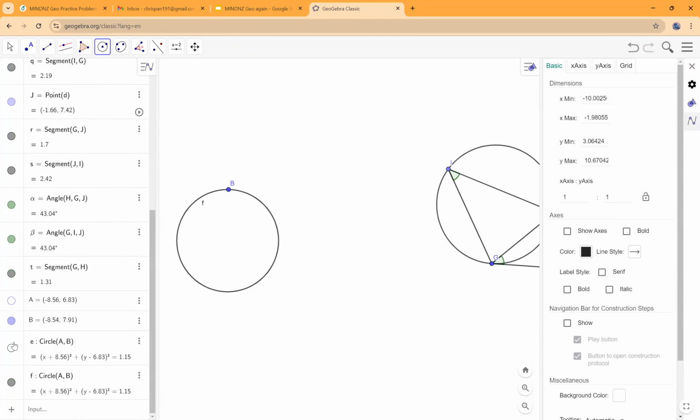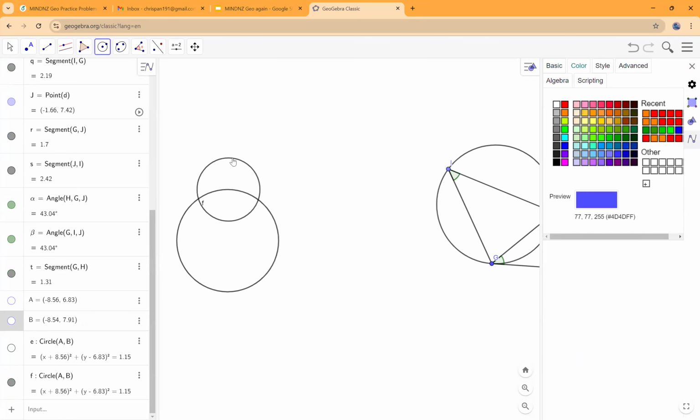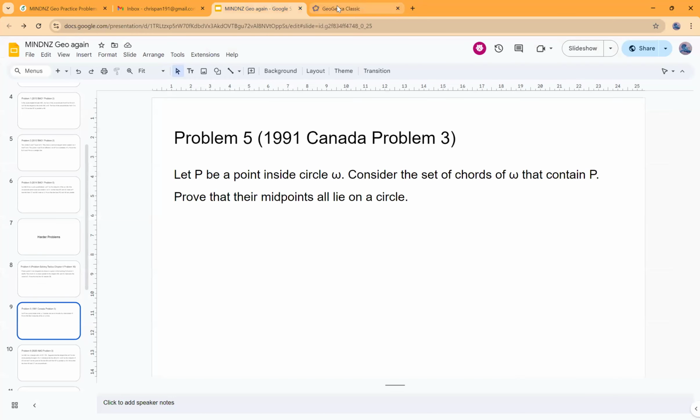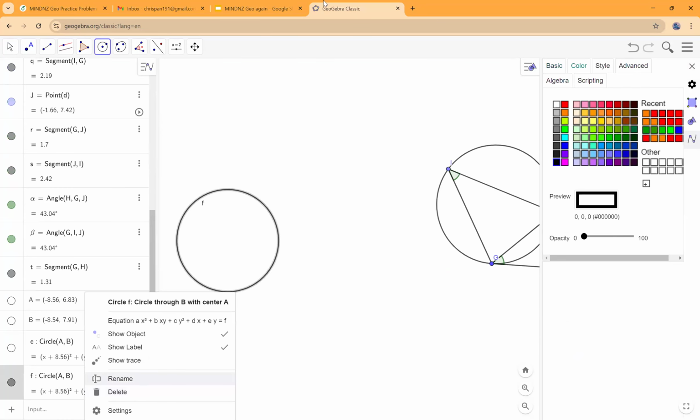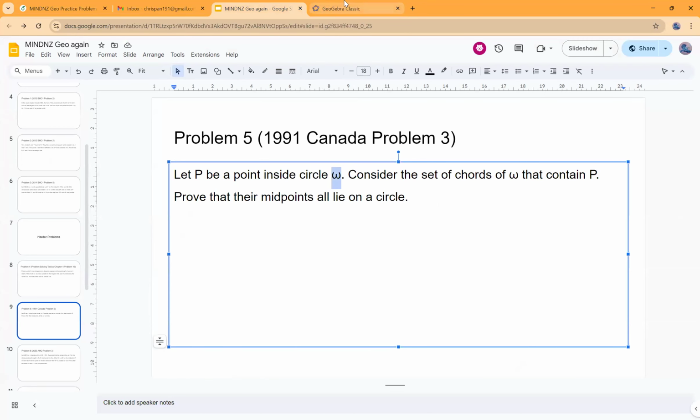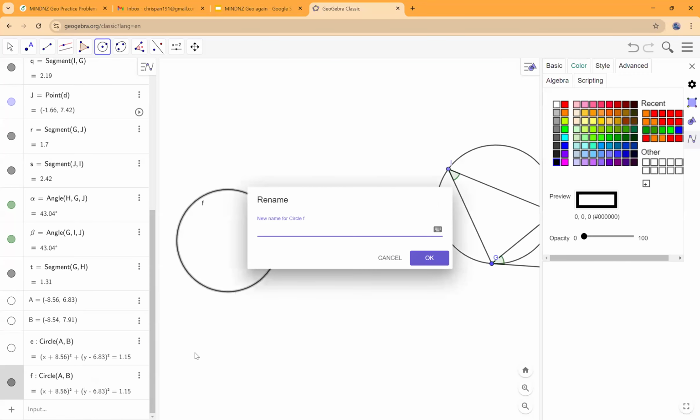God, what's going on? No, crap. And okay, well, it's meant to be called circle omega. Let's see if I can copy this and rename it.